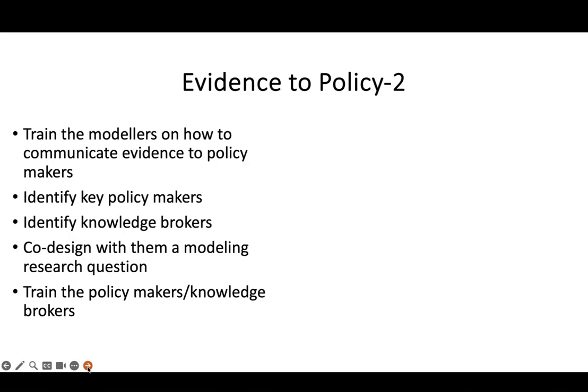The biggest problem is the modeling evidence not getting to policy. The funders, like the Bill and Melinda Gates Foundation, are so disturbed because they fund big projects. A lot of good modeling evidence is generated, but policymakers don't take it up. They're not comfortable about it. They're not happy about it. So the first thing to do is let's train modelers on how to communicate.